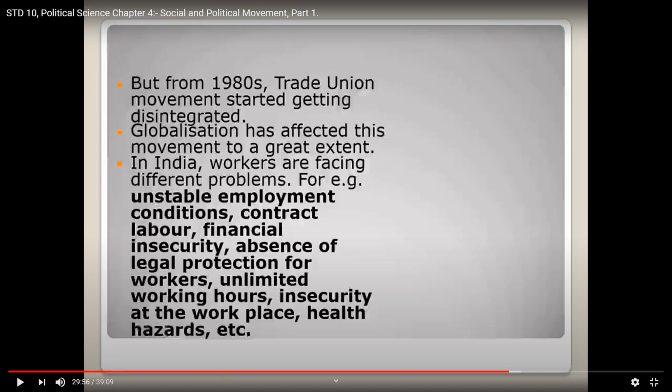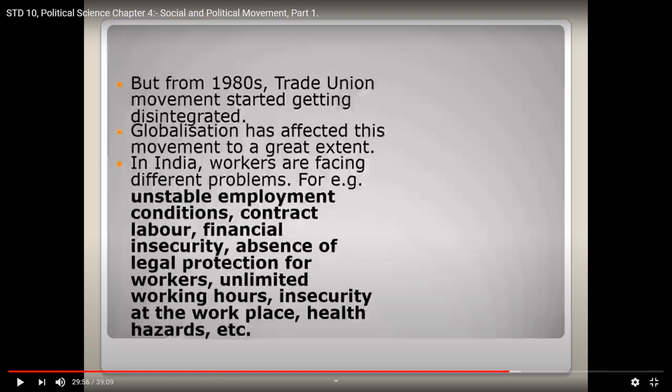Absence of legal protection for workers. Many of the laws today have almost become obsolete. Obsolete means they are of no use. Because of globalization, things have changed. There are different ideas and technology coming in and sometimes replacing human labor. And so these need to be addressed. And many times these are the people who are not taken care of by the government.